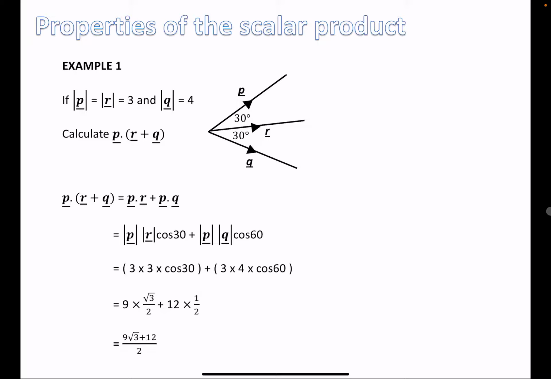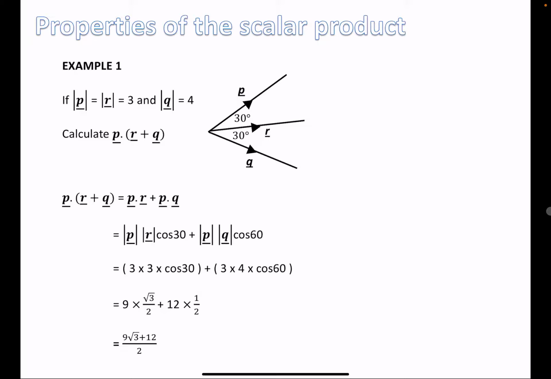So p dot r will be the magnitude of p times the magnitude of r times the cos of the angle between them. We can see from the diagram the angle between p and r is 30 degrees. And then p dot q is the magnitude of p times the magnitude of q times the cos of the angle between them. And we can see that it's both 30s that are between p and q, in which case the angle between them is 60.